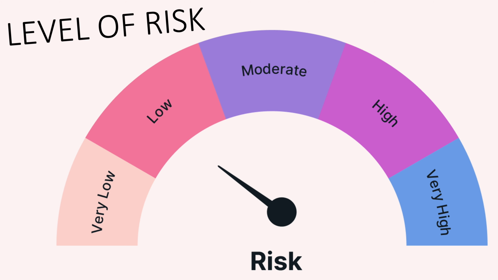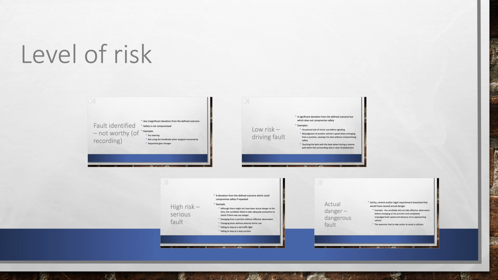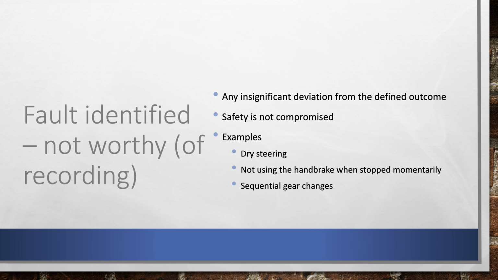Now we can also define the different faults by the level of risk that they create. It's almost a second way that the examiner could think about whether it's not worthy, driving fault, serious fault, or dangerous fault. And some examples for this: not worthy of recording, any insignificant deviation from the defined outcome, but the important thing is safety is not compromised. Some examples: dry steering, not putting the handbrake on when you've stopped for a short while, or sequential gear changes instead of block gear changes.